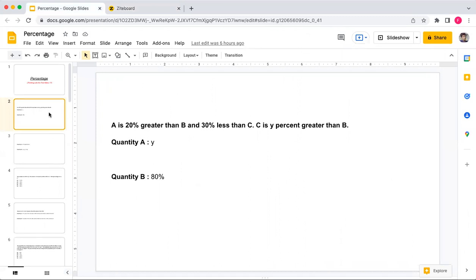Okay, so let's move to the question. Let's just solve this question now. And yes, there is one more thing in percentage, that is the interest part. And we will see the interest part in the next lecture. For now, just solve this question.